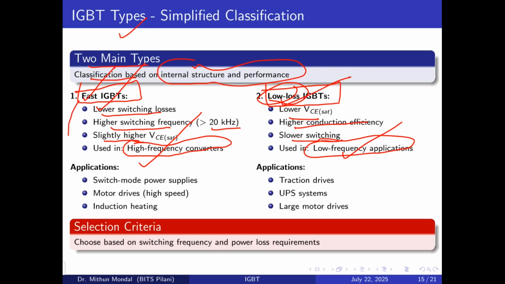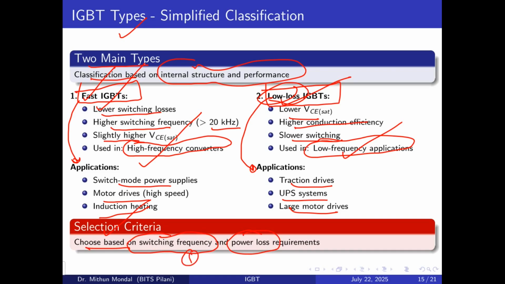Fast IGBT applications are in switch mode power supply, motor drives, and induction heating. Low loss IGBT applications are traction drives, UPS systems, and large motor drives. So what is the selection criterion? Choose based on switching frequency and power loss.